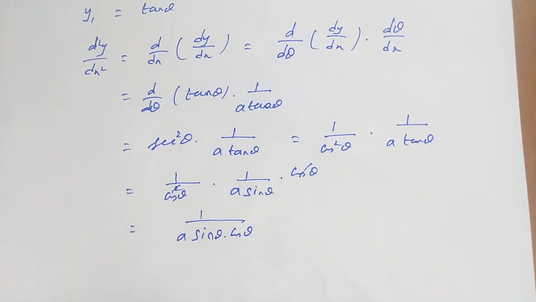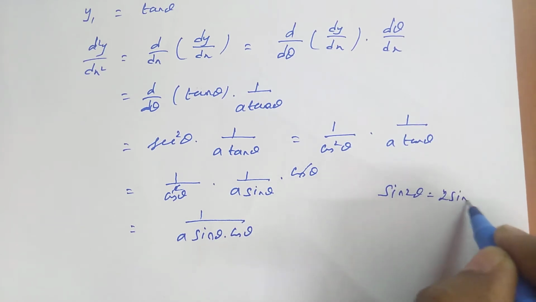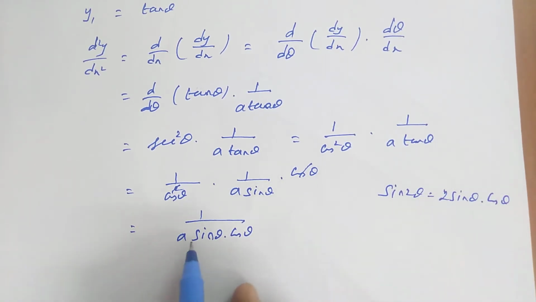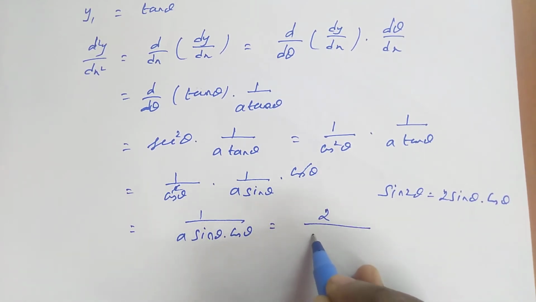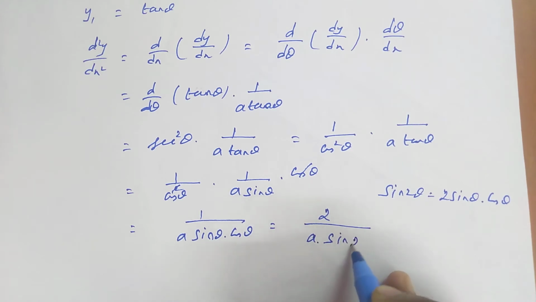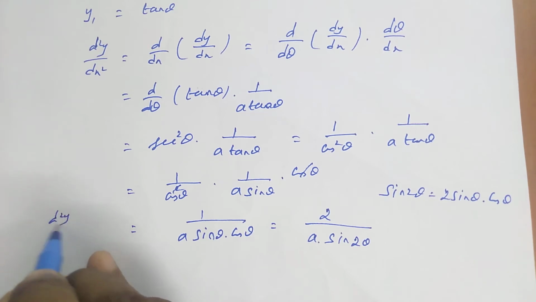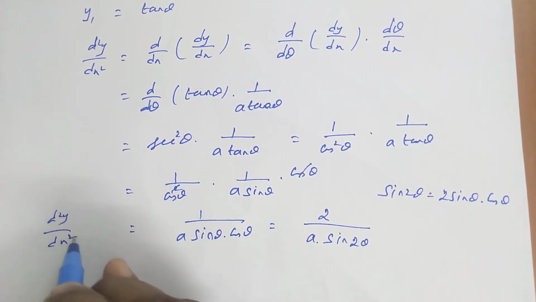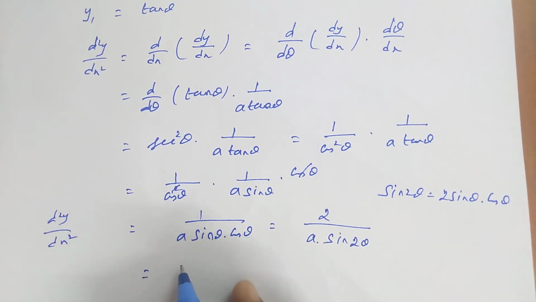We know very well that sin 2 theta equals 2 sin theta into cos theta. So here there is no 2, so we multiply and divide by 2, that is equal to 2 by a into sin 2 theta. So this is our d square y by dx square. So d square y by dx square equals 2 divided by a into sin 2 theta, that is equal to 2 by a, 1 by sin can be written as cosecant, so cosecant 2 theta. This is our second derivative.